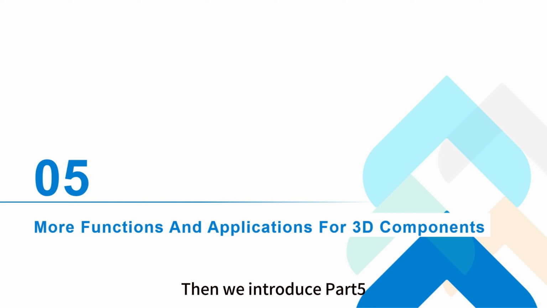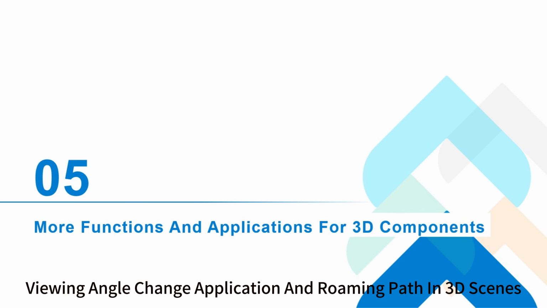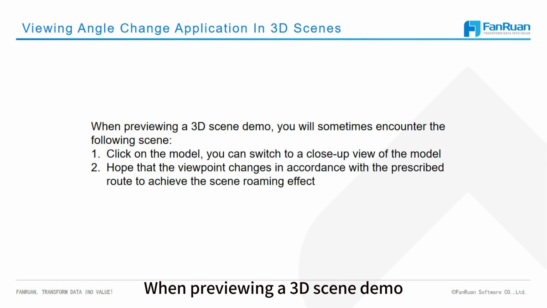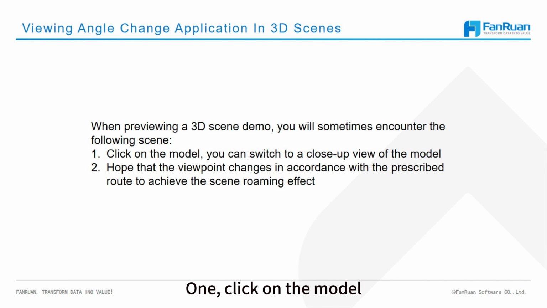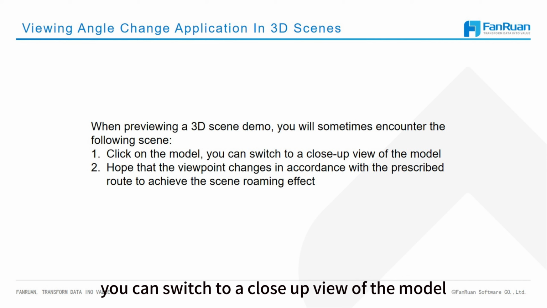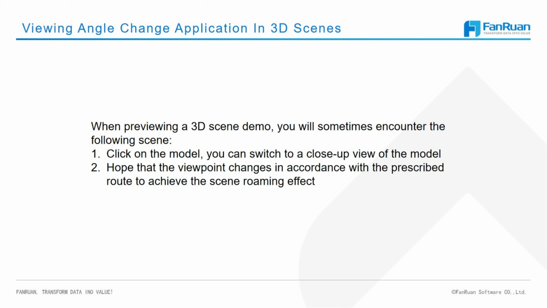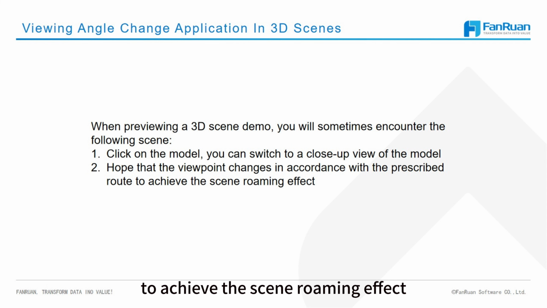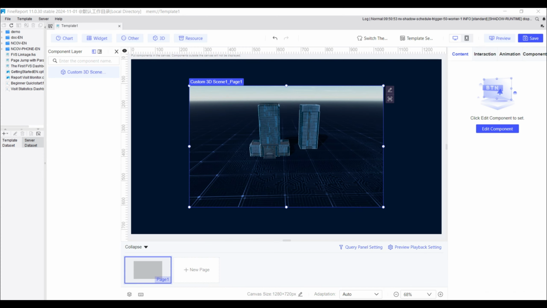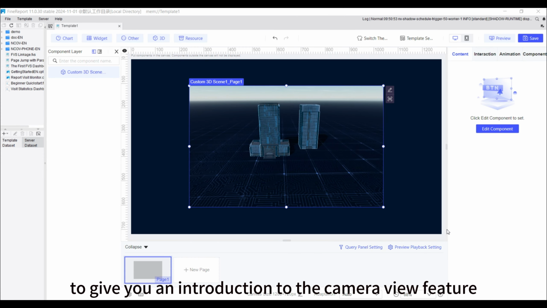Then we introduce part 5, viewing angle change application and roaming path in 3D scenes. When previewing a 3D scene demo, you will sometimes encounter the following scenes. 1. Click on the model. You can switch to a close-up view of the model. 2. Hope that the viewpoint changes in accordance with the prescribed route to achieve the scene roaming effect. Next, we use a simple template to give you an introduction to the camera view feature.